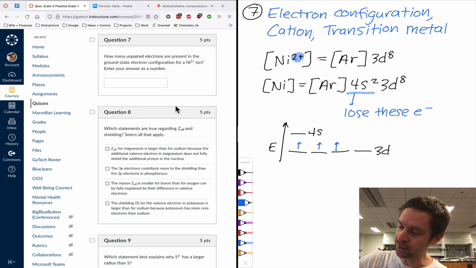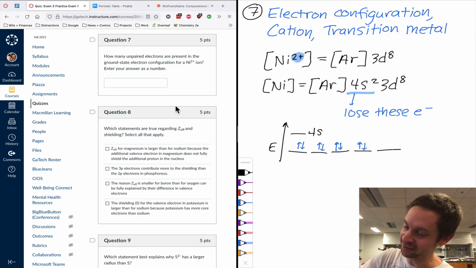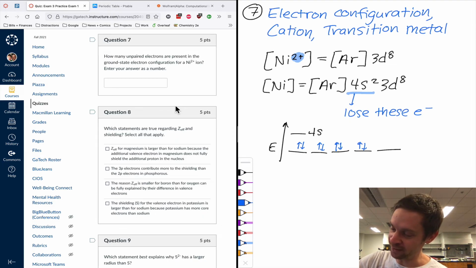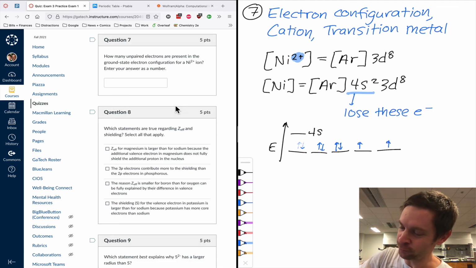So 1, 2, 3, 4, 5, 6, 7, 8, and I'm realizing that I have missed an orbital in the 3d subshell. It's got 5, not 4. And if my math is serving me correctly here, we're going to need to take one of those electrons and put it there. You know what? Let's just start over because I want to illustrate Hund's rule in action as you're filling electrons into d orbitals.